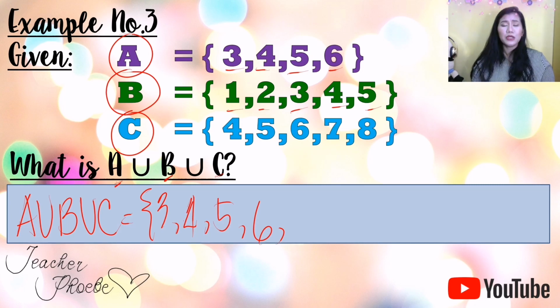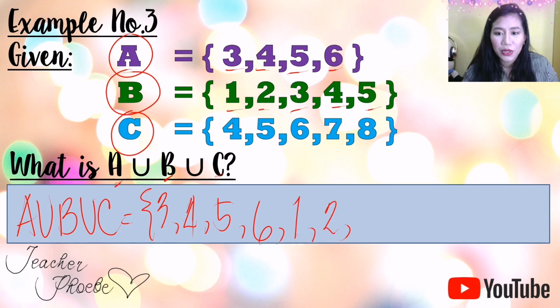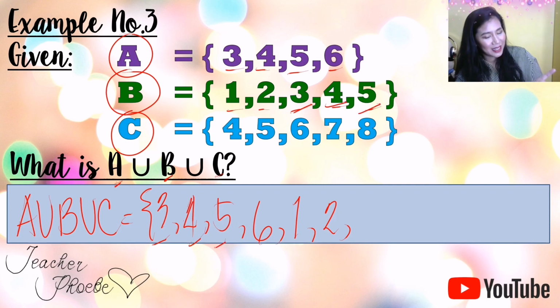Okay? You may also ask, Ma'am, okay lang po ba na magkakabaligtad yung mga numbers or elements ng pagkakasulat? The answer is yes, okay? For as long as the elements are there inside that braces, your answer is correct. Okay? So, list down all the elements of B. We have 1, 2, 3 is already written, 4 is already written, and 5 is already written. You don't need to write it anymore.